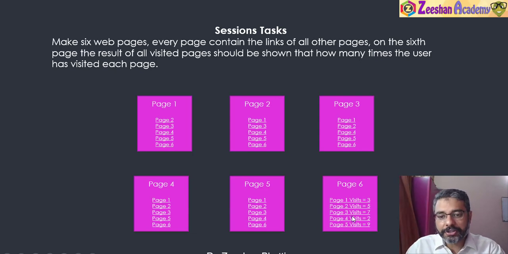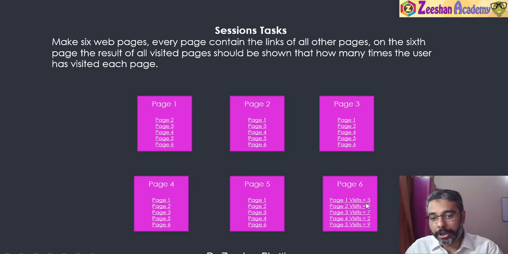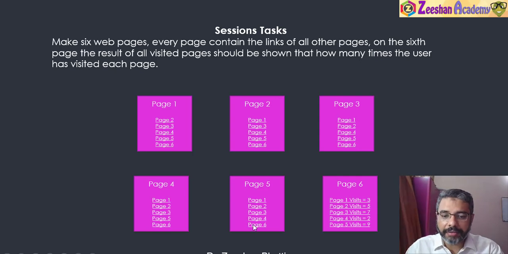Then on the 6th page, basically, we need to tell the user how many times you have visited page 1, how many times you have visited page 2, how many times you have visited page 3. So it keeps record of every page the user has visited. So every time he switches between pages, its record is supposed to be maintained. And finally, it's supposed to be displayed on page number 6. This again we will do using sessions.